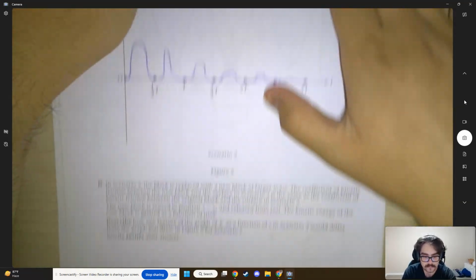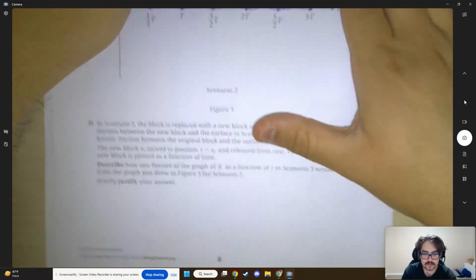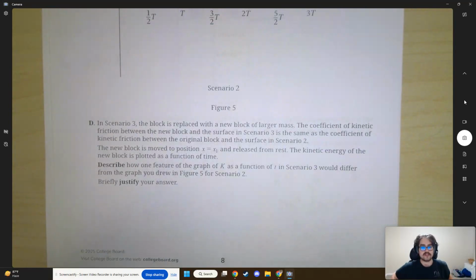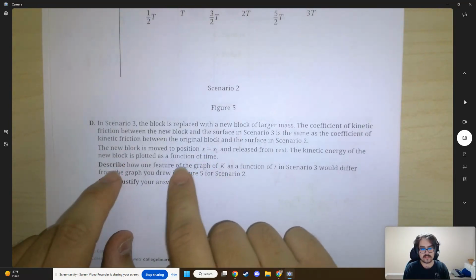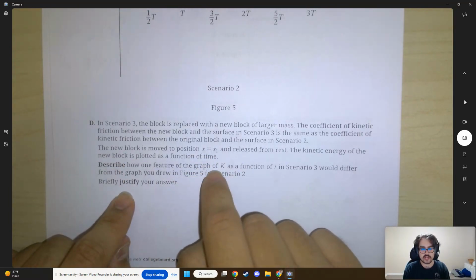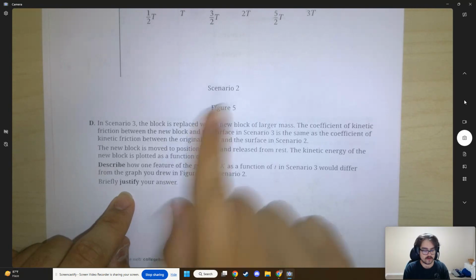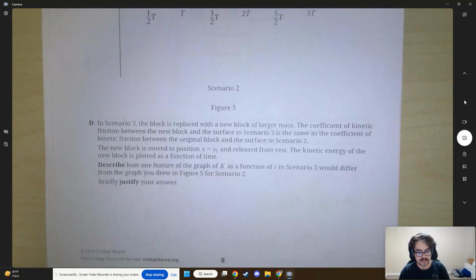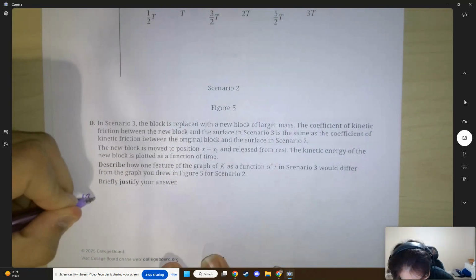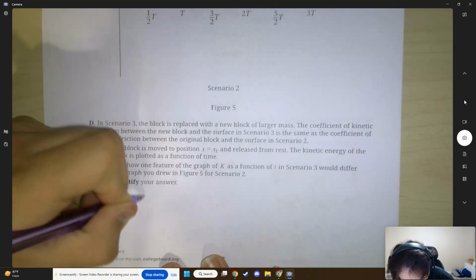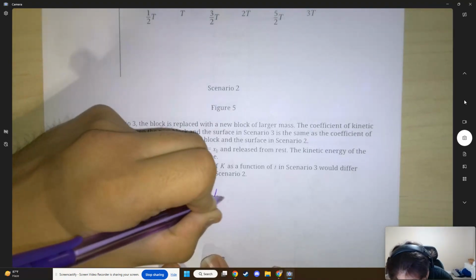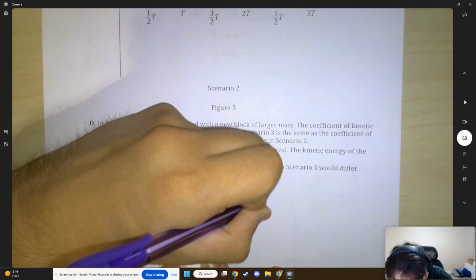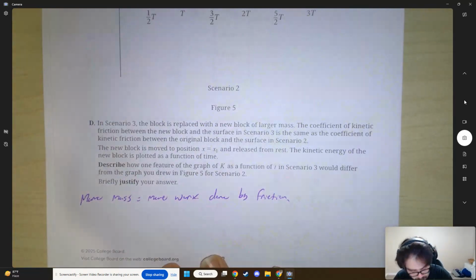Okay. The block is replaced with a new block of larger mass. The coefficient of kinetic friction is the same. The new block is moved to the same position, released from rest. The kinetic energy is a function of time. What would change in the graph from what I already drew? What I'm going to say right now is more mass. More mass means more work done by friction.